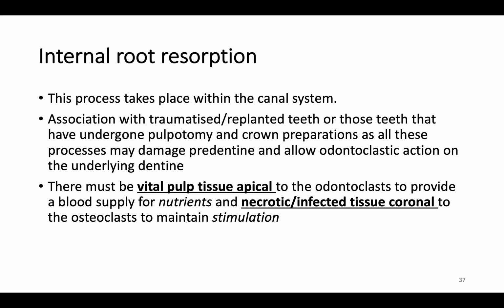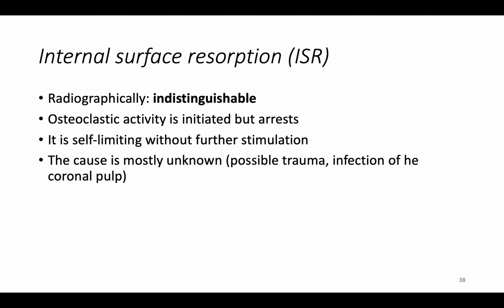The vital pulp in the apical area of the root canal, or apical to the resorptive tissue, will provide the blood supply and the nutrients for the resorptive tissues, while the necrotic and infected tissues coronally will provide the stimulus, the continuous stimulation.